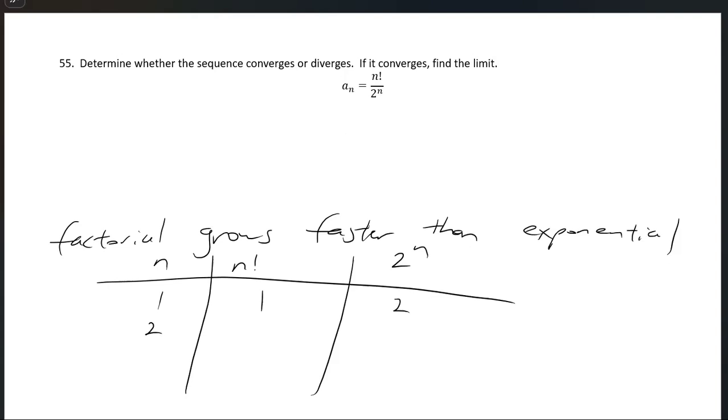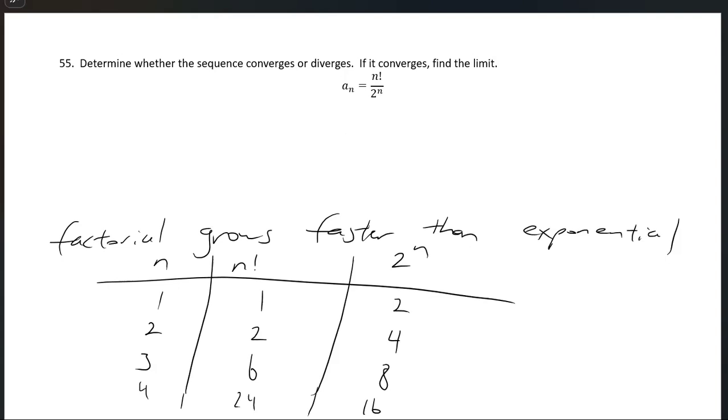When n is 2, what do we get? We get 2 factorial, which is 2. 2 squared is 4. 3 factorial is 6. 2 cubed is 8. When n is 4, 4 factorial is 24. What's 2 to the 4th power? 16. Oh, look, see? The factorial already outgrew the exponential, 2 to the n.